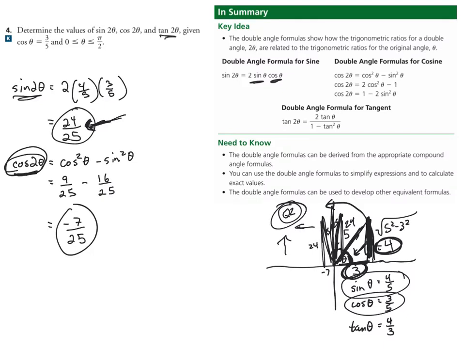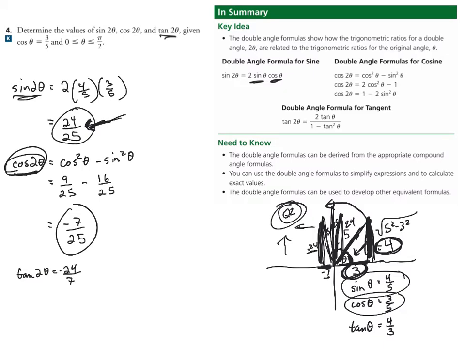So tan of 2 theta, I can imagine. I already have this triangle. I already know it's 24 up, negative 7 to the right. So tan is going to be opposite, 24 over negative 7. So tan of 2 theta, I already know, is going to be negative 24 over 7.